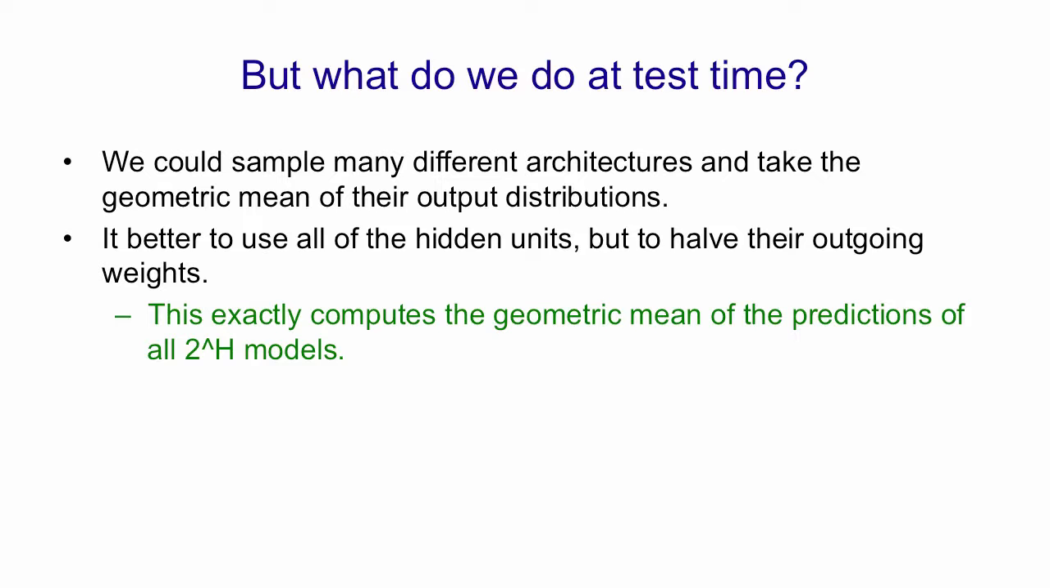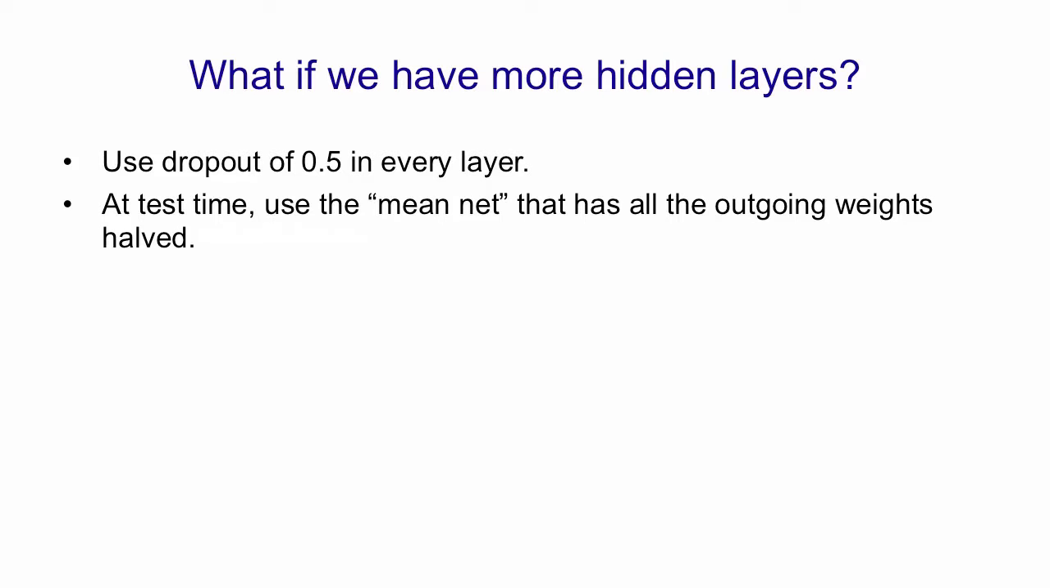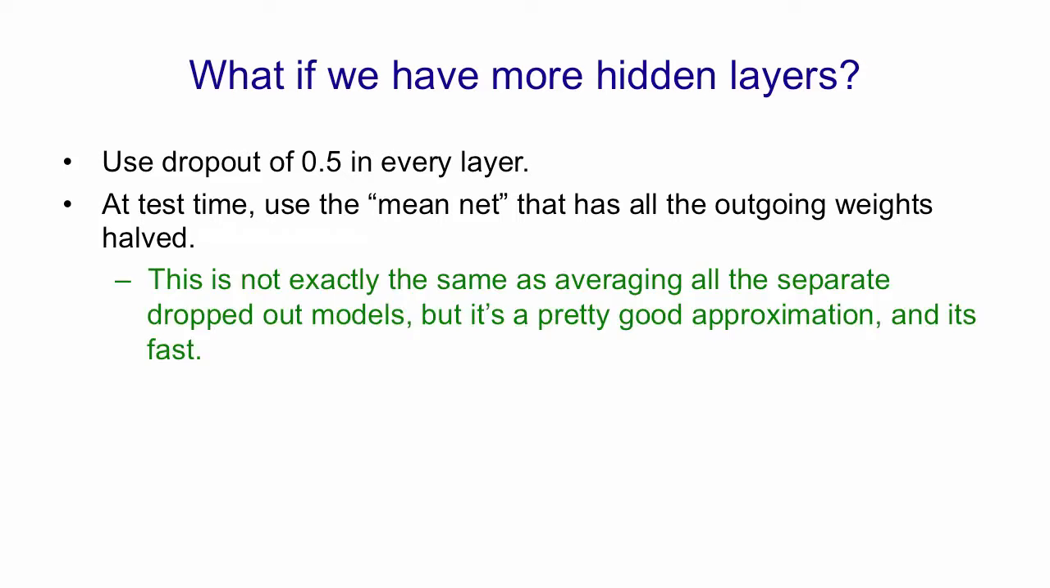It turns out that using all of the hidden units with half their outgoing weights exactly computes the geometric mean of the predictions that all 2 to the h models would have used, provided we're using a softmax output group. If we have more than one hidden layer, we can simply use dropout of 0.5 in every layer. At test time, we halve the outgoing weights of all the hidden units, and that gives us what I call the mean net. So we use a net that has all of the units, but the weights are halved.